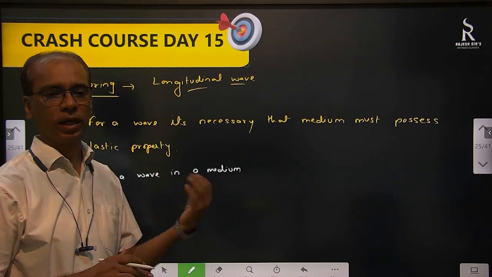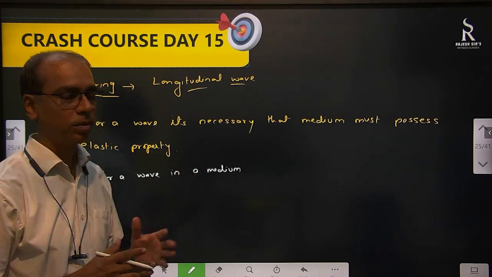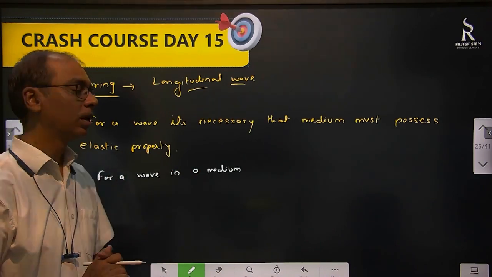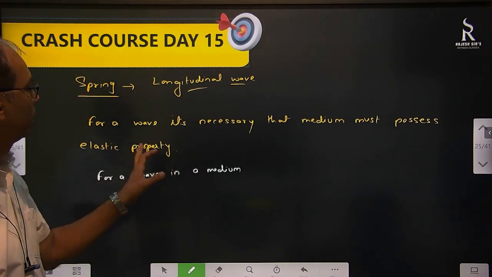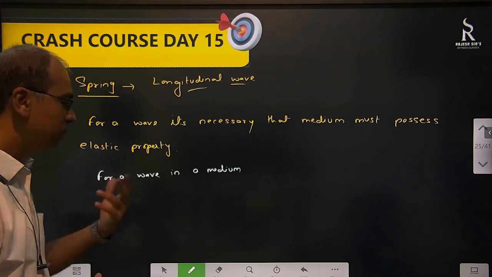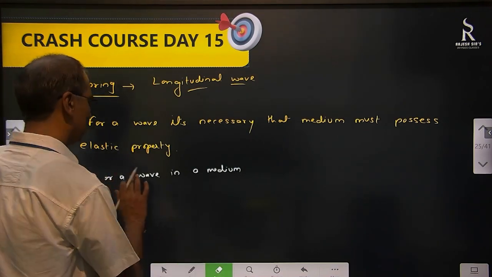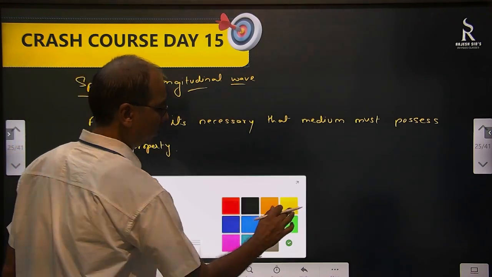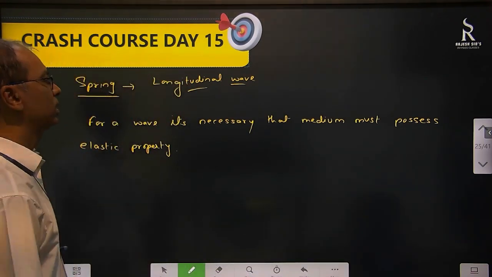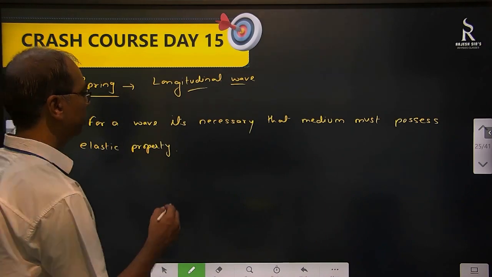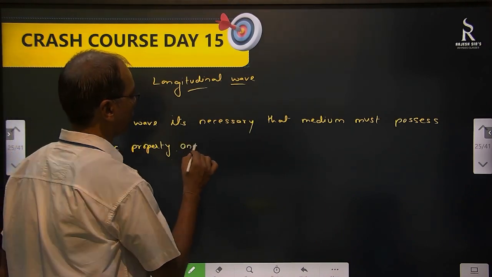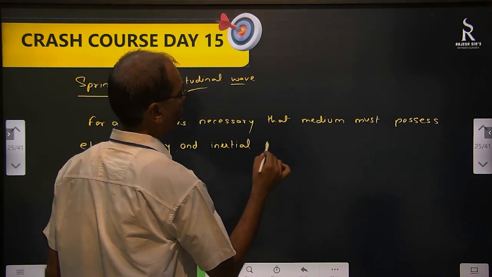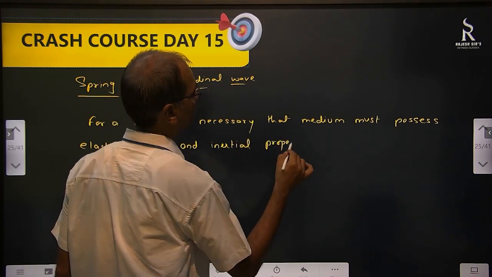And if we require kinetic energy, that means they must possess mass also. Mass means inertial property. Okay. So, first they require elastic property, true. But at the same time, they require inertial property also. So, I am directly writing in this itself. Okay. So, for a wave, it's necessary that the medium must possess elastic property and inertial property. Inertial property means mass and inertial property.